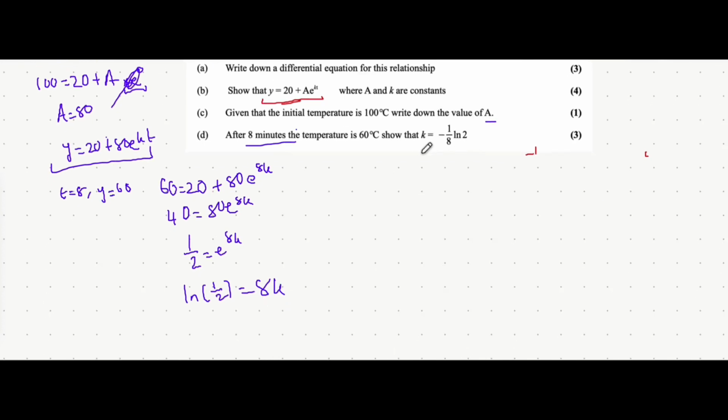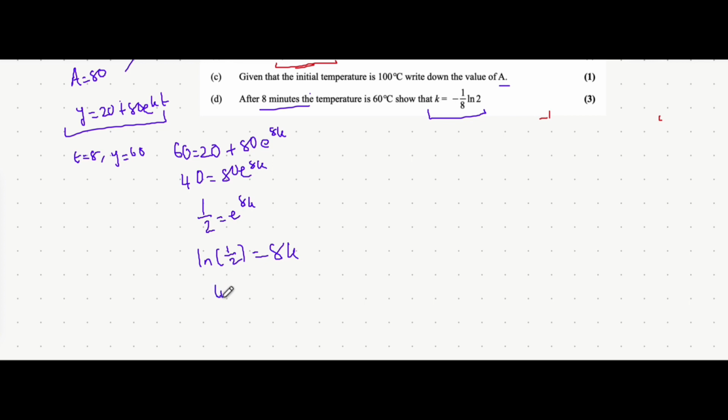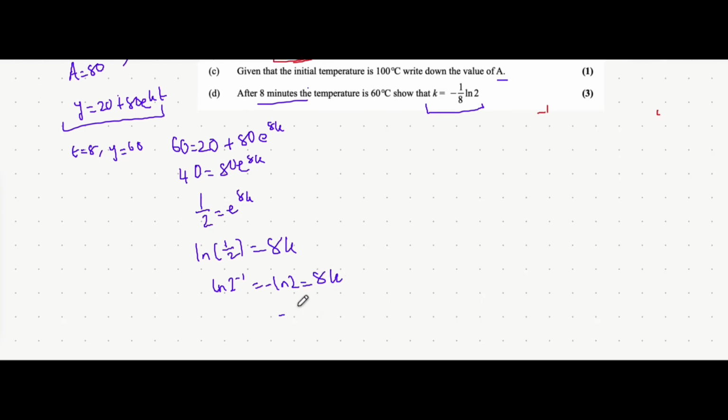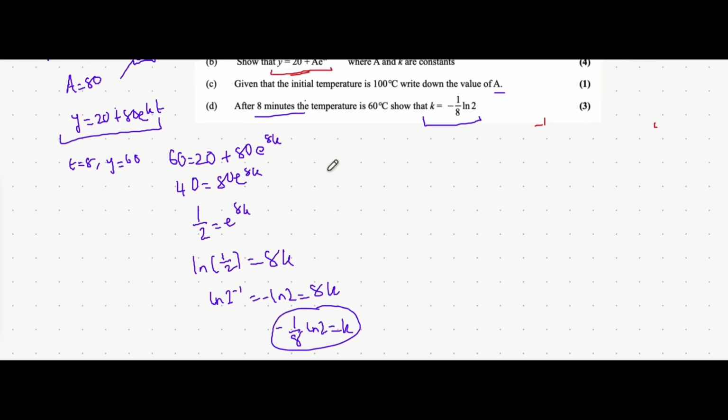And once again, I always like to just look at the answer to see what you want to get to. Well, how can we go from ln a half to ln 2 somehow? Well, a half is the same as 2 to the power of minus 1. On top of that, we can get the minus in front of the ln function by using the fact that where there's a power, you can take that forward as a coefficient. And you can make that equal to 8k. You then divide both sides by 8 to get minus 1/8 of ln 2 is actually just equal to k. And that's your final answer for part D of the question.